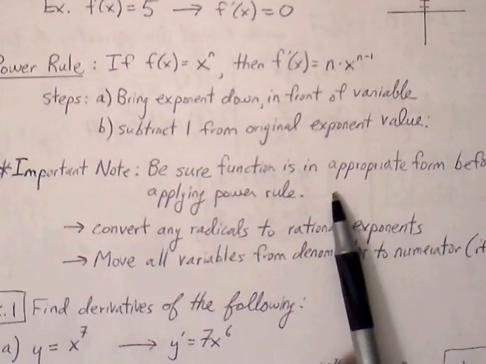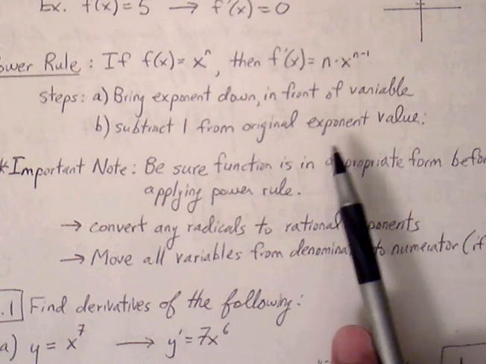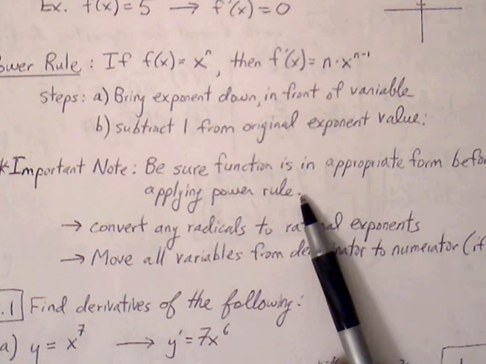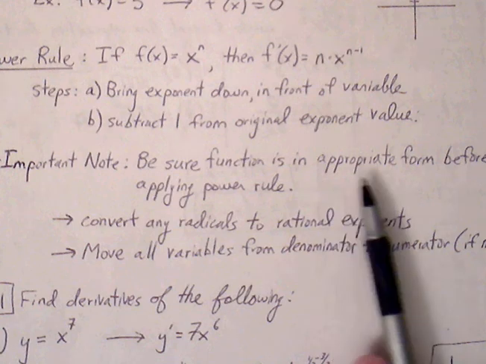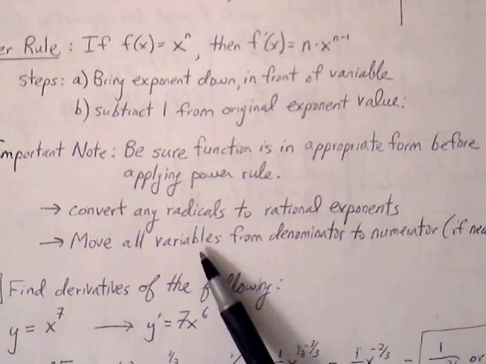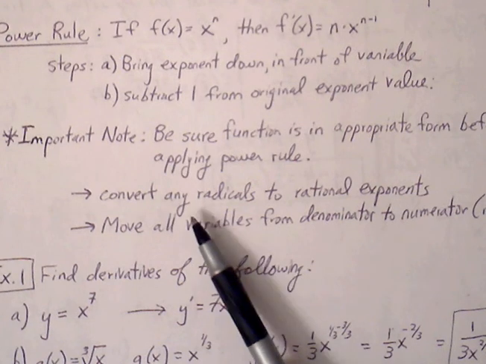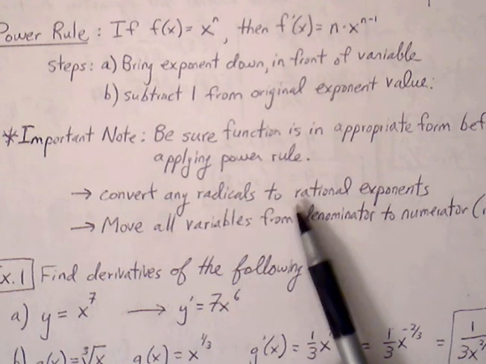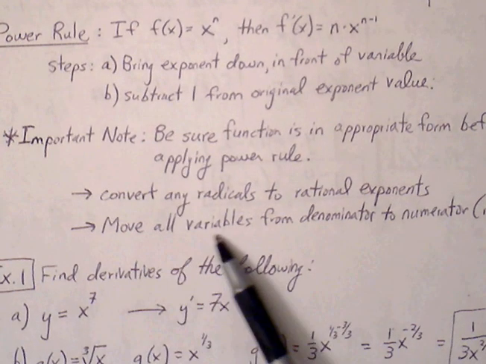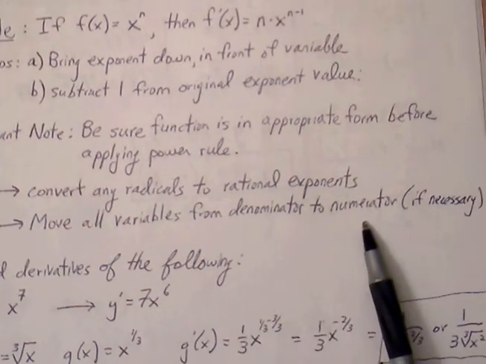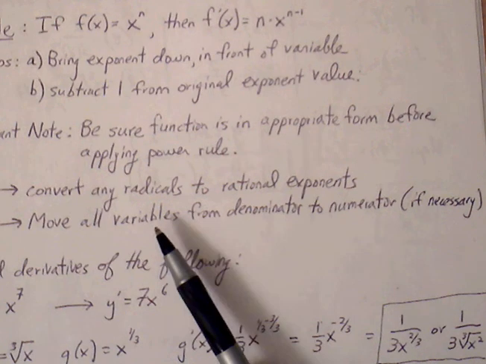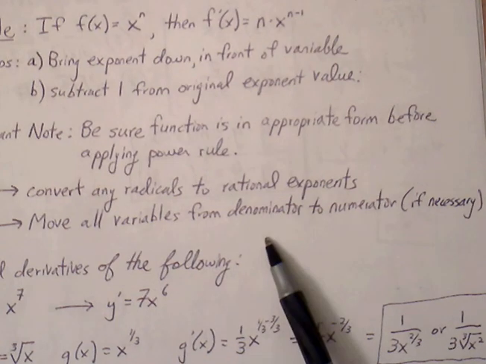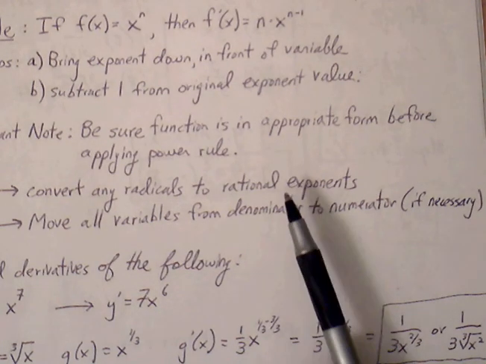However, there are a couple of important notes that we need to be aware of when we're applying the power rule. We need to be sure that the function is in the appropriate form before applying the power rule. First, we need to convert any radicals to rational exponents before applying the power rule. And second, we need to move all the variables from the denominator to the numerator if necessary. So the power rule is not going to work if the variable is sitting in the denominator. If it is 1 over x to the nth power, we need to move that x to the numerator before we apply the power rule.